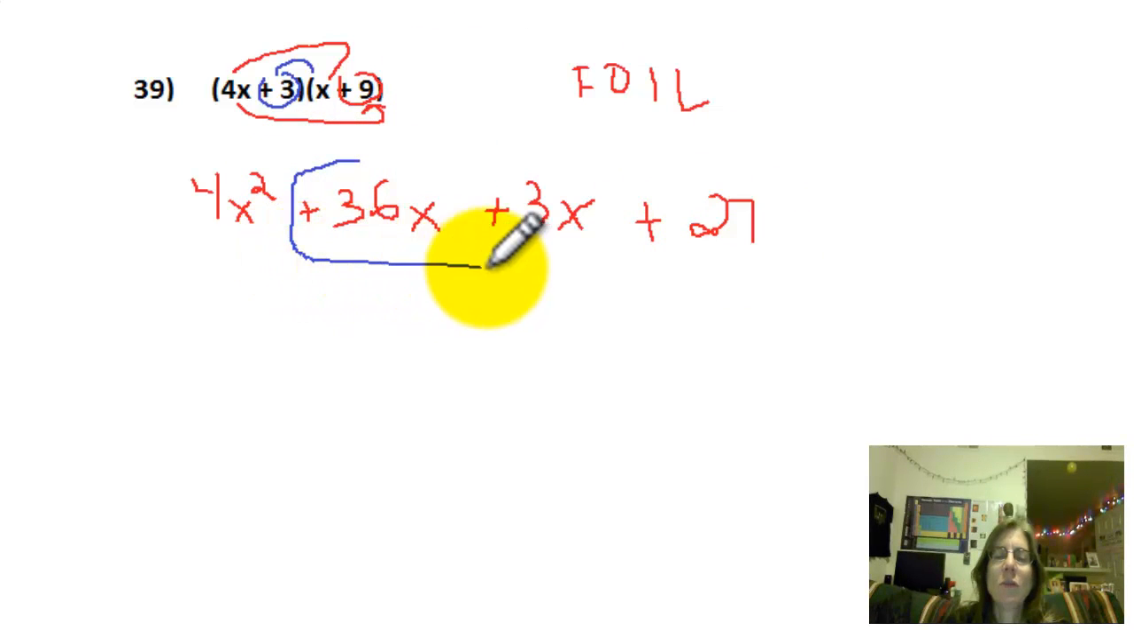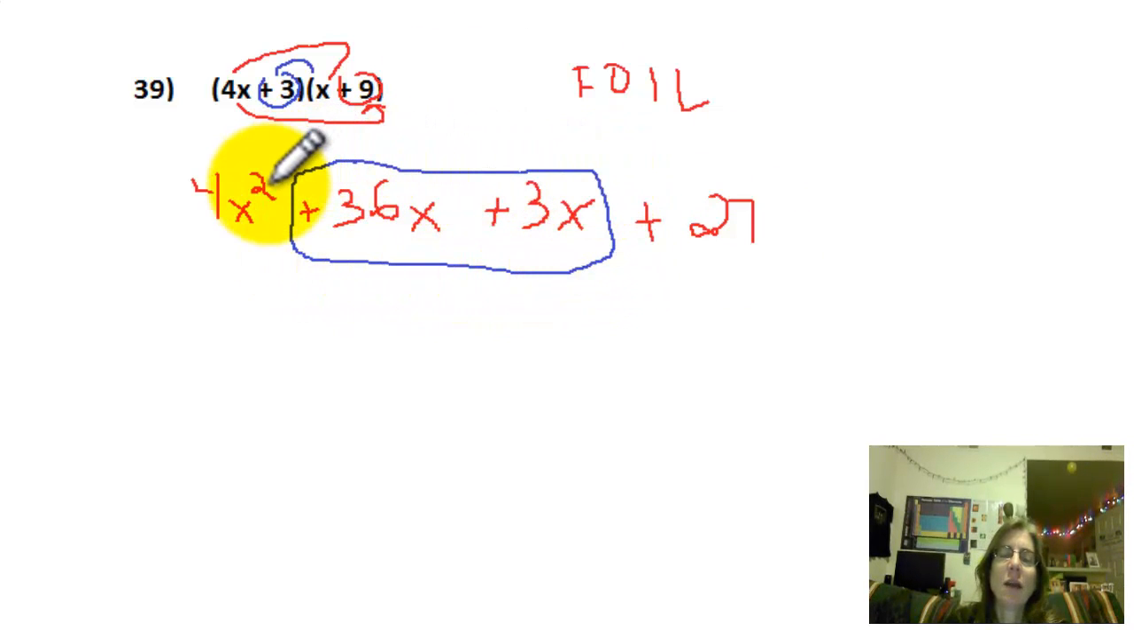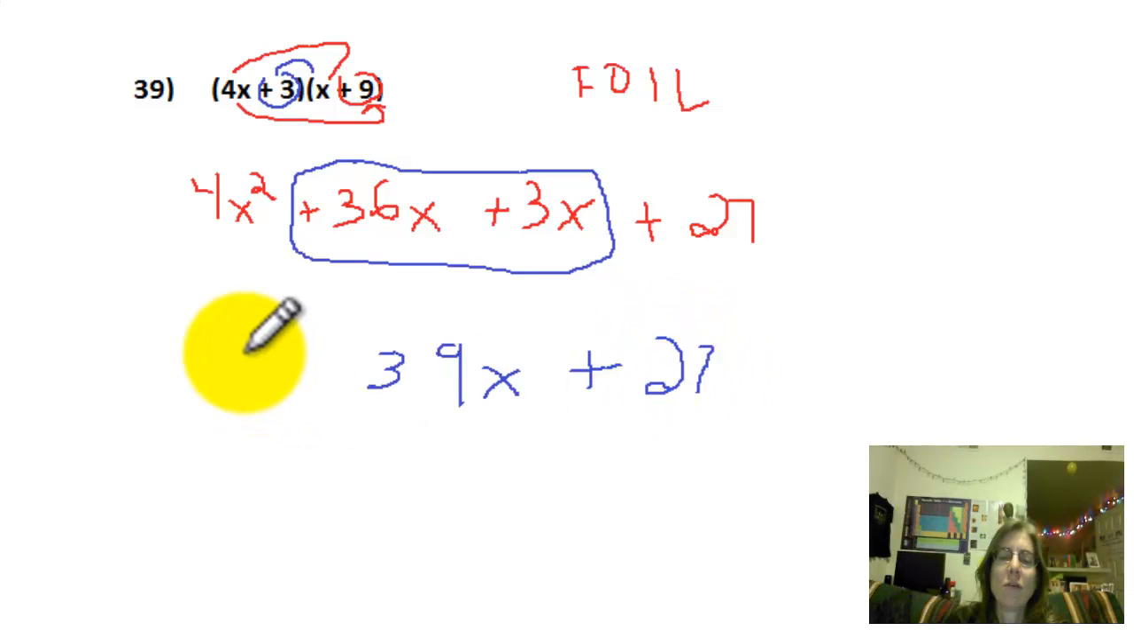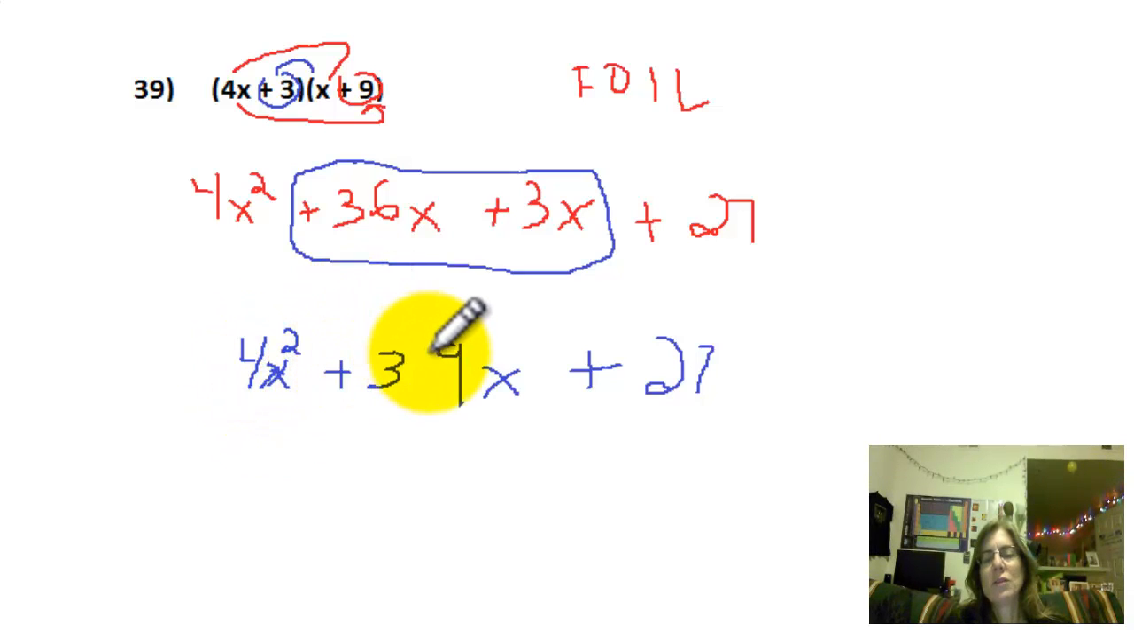We're going to combine the like terms in the middle. This is not a like term because it has a square on the x. This is just a number, so it's not a like term. So 36 plus 3, because we add only the coefficients, is 39, and then the x comes along for the ride. 39x. This 27 is still there. 4x squared is still there and is all plus. So this, that crazy thing, 4x squared plus 39x plus 27 is the product of those two factors.